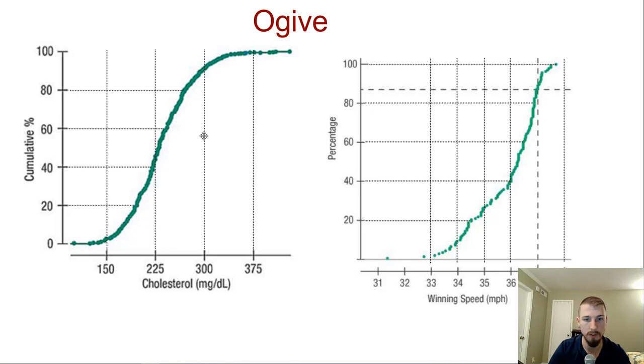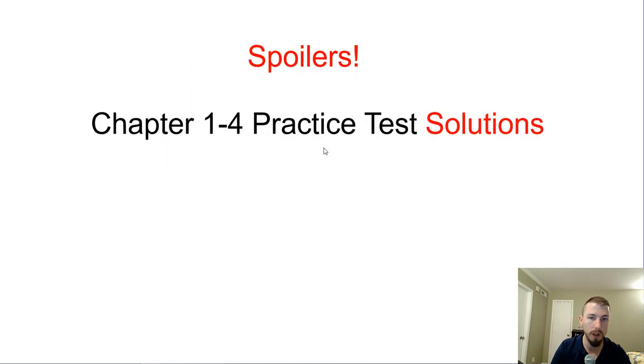So ogives don't really tell us anything about the shape of the distribution. Well, they kind of do, but they're hard to read, so don't look at them that way. They're really all about percentiles, so that's what they're used for.